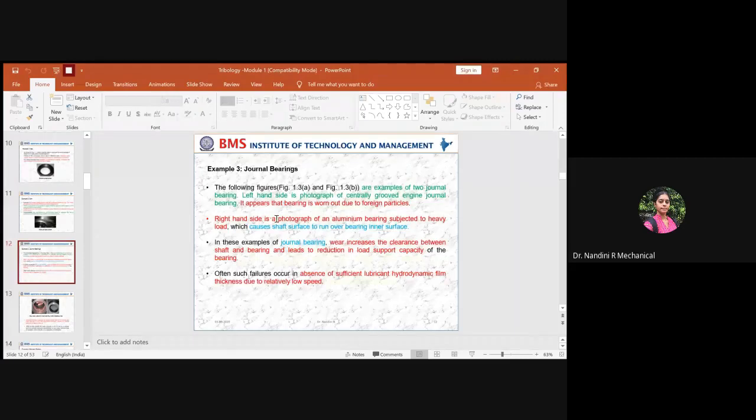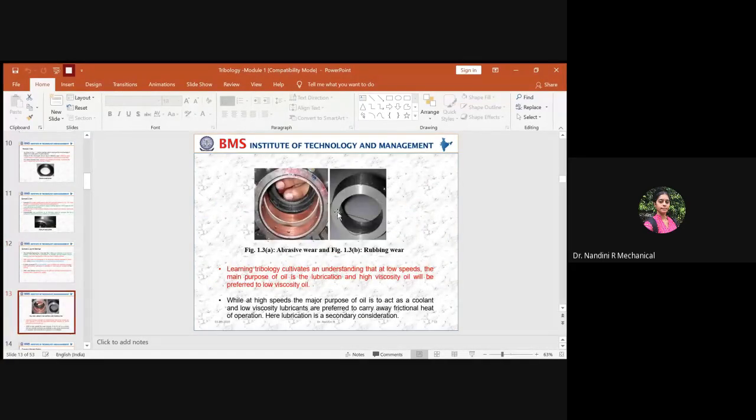The right hand side of the photograph is an aluminium based bearing surface. This is an aluminium based bearing surface where rubbing wear is coming into the picture.